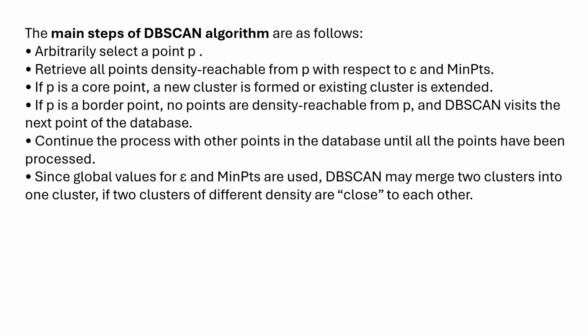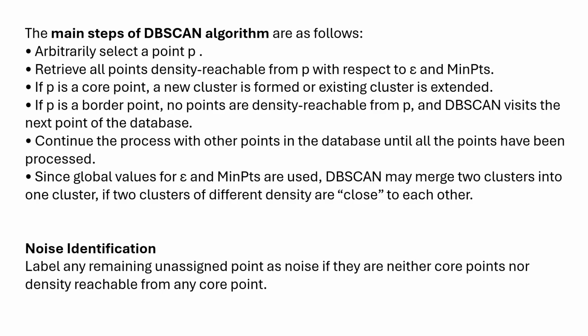DBSCAN uses a single global value of epsilon and min points. Consequently, neighboring clusters with different densities may sometimes be merged into a single cluster if they are sufficiently close together. This is a limitation of DBSCAN. Any remaining observations that cannot be connected to a core point are labeled as noise. This automatic detection of outliers is one of the major advantages of DBSCAN over many traditional clustering algorithms.